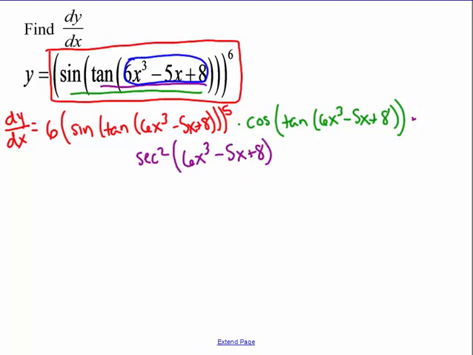And then you have to take the derivative of the 6x cubed minus 5x plus 8. You don't have to worry about taking the derivative of secant squared. Okay, you're just looking at this original function and keep working through the layers of your onion inside. So the derivative of that would be 18x minus 5. And then you are done. And hopefully that color coding helped you guys see where you're taking your derivatives.